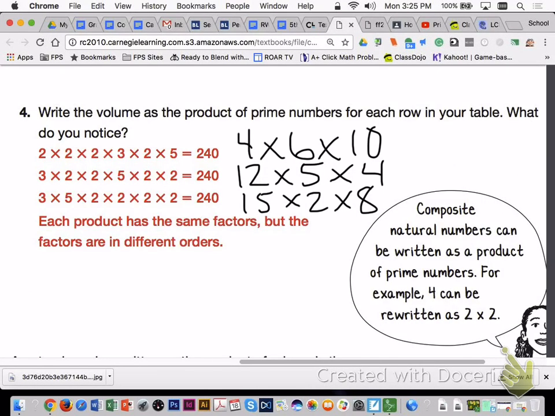For number 4, here is the product of prime numbers for the first row in my table, the second row in my table, and the third row in my table on the previous page. What we should notice is that each product is going to end up having the same factors. The factors are just in different orders.